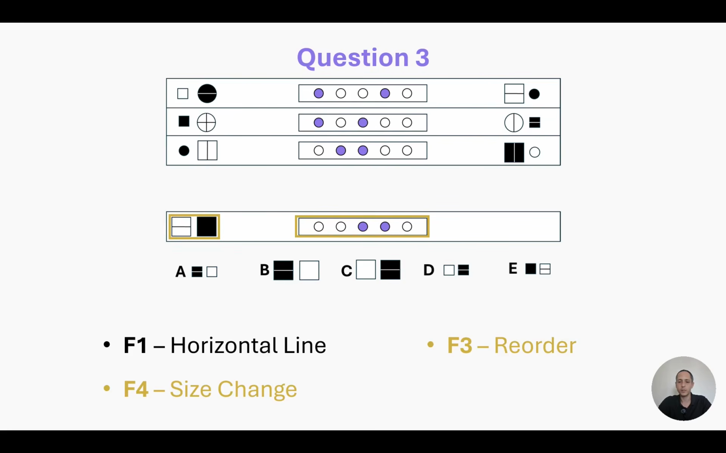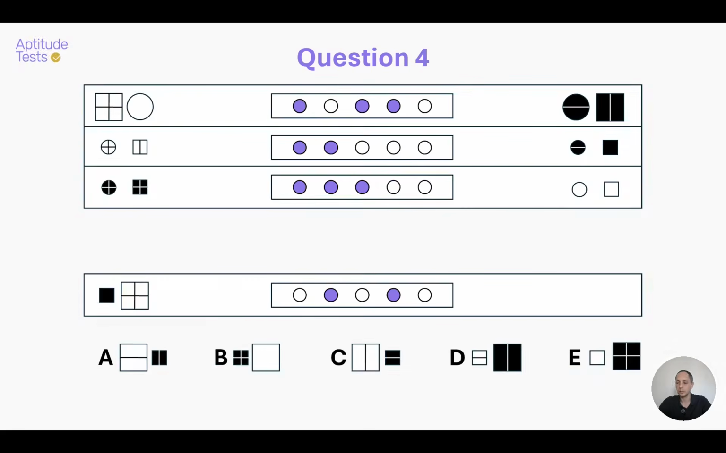I can look at F3 and F4. I know that I need to take the 2 shapes in the question and reorder them, and I need to change their size, and that is precisely answer E. So that was a quick demonstration of the rows method in a question that could arguably be solved quicker using the columns method, but now I am going to move to a slightly more challenging question in which I believe you're going to find more use for the rows method.